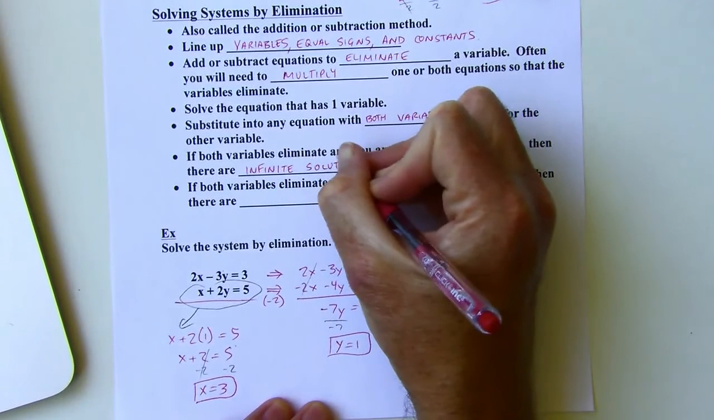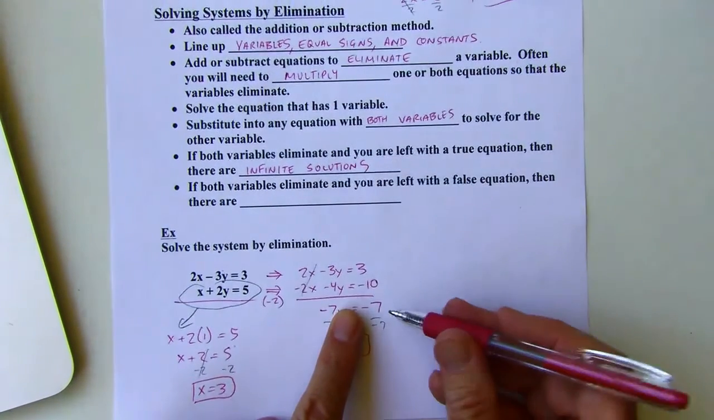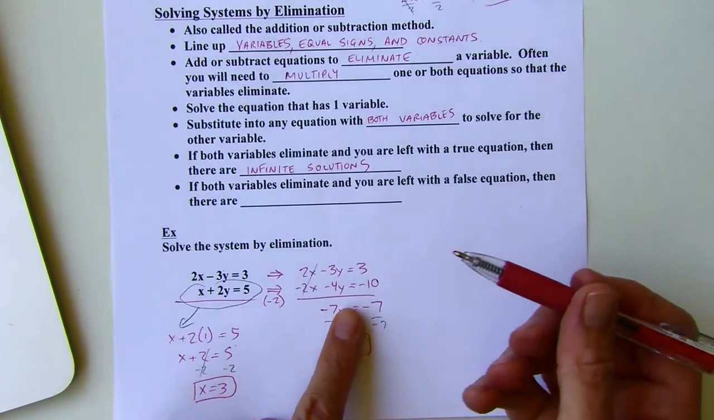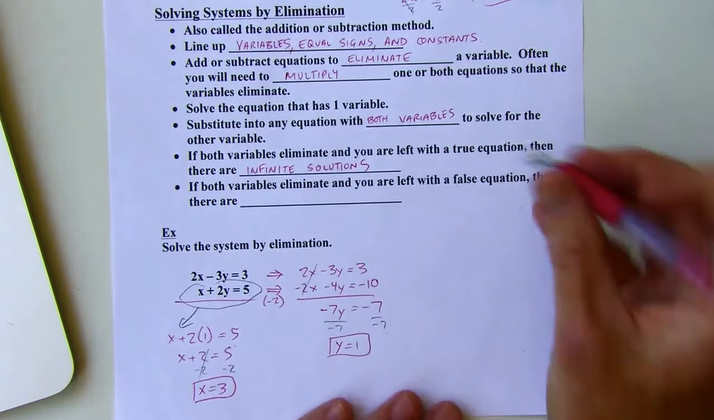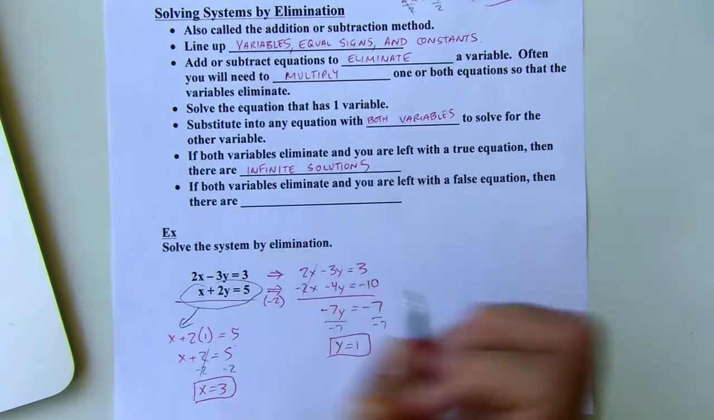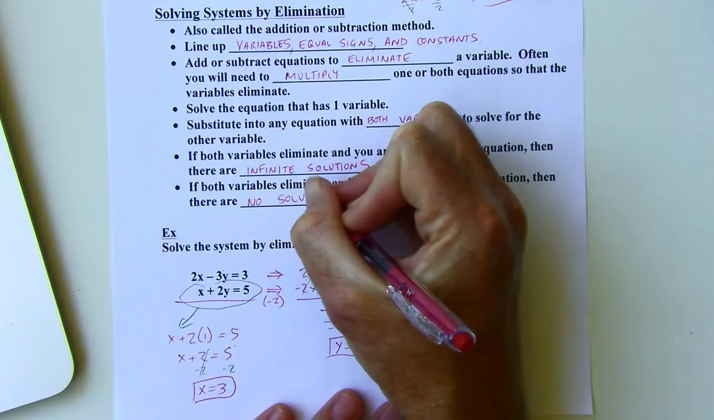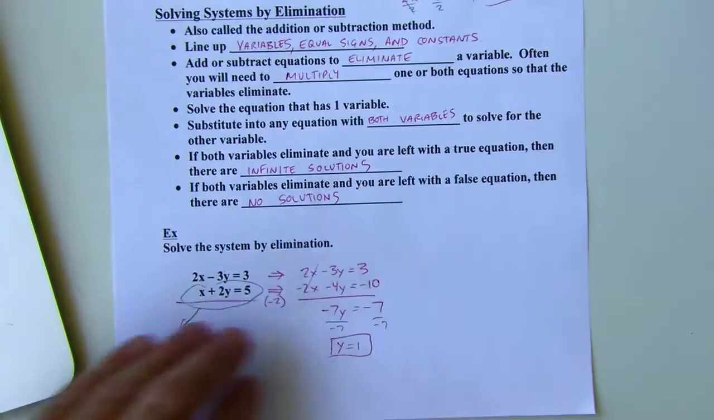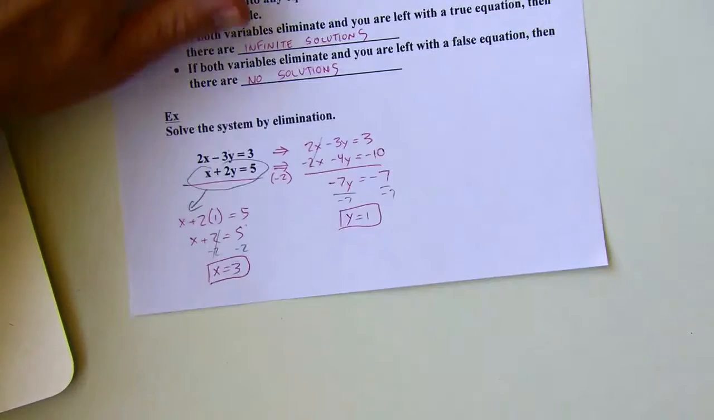Okay, so let's say I did this step, x's and y's both canceled out, and I got -7 equals -7. Well, that's a true statement. But if I got -7 equals 4, that would be a false statement. And when that happens, if both variables eliminate and you get a false equation, then there are no solutions. Okay, all right, let's try some more of these on the next page.